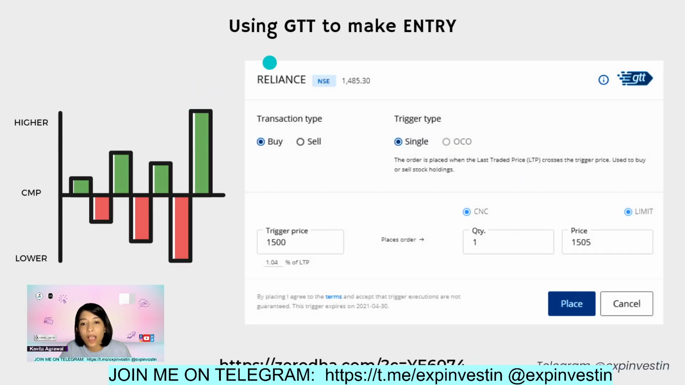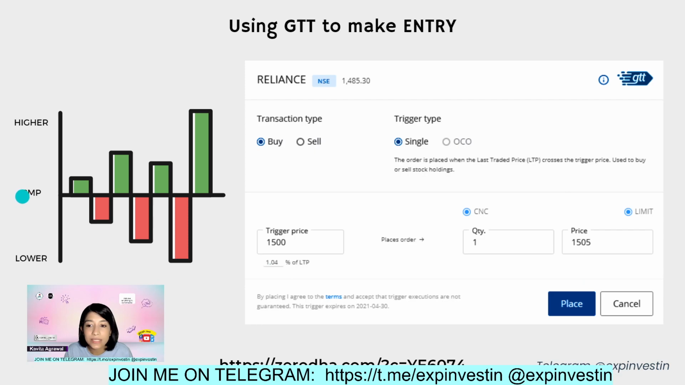Now there are a few things that you need to take care of when you're setting a GTT. For instance, here on the stock of Reliance, you can see that the trigger price has been set at 1500 and the execution price, the second field for entering price, is set at 1505. Now, this price is by default a limit order. I hope you know what a limit order is. Let me tell you first what the trigger price is. The trigger price is the price which, if the stock of Reliance hits, the order will go to your order book, and this limit price is the price up to which it is going to get executed.